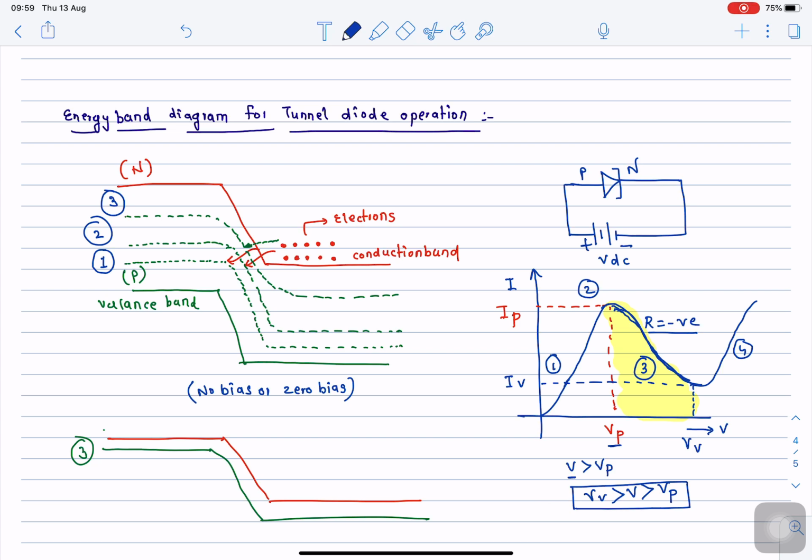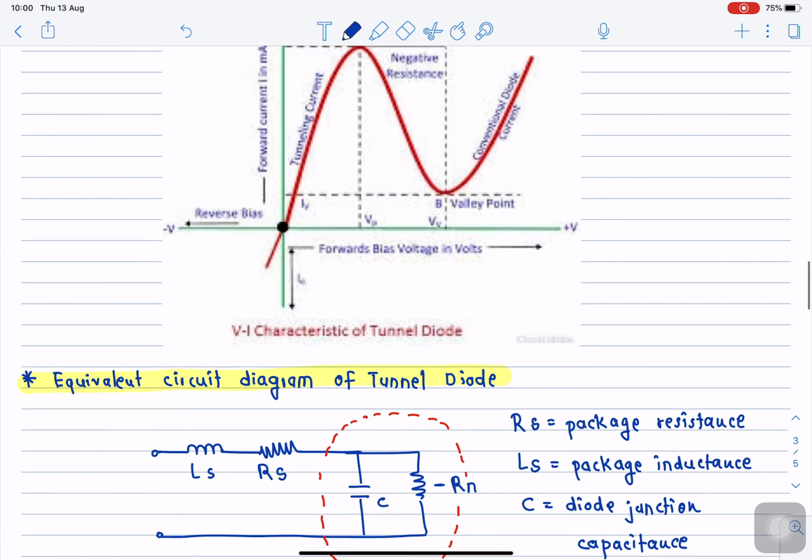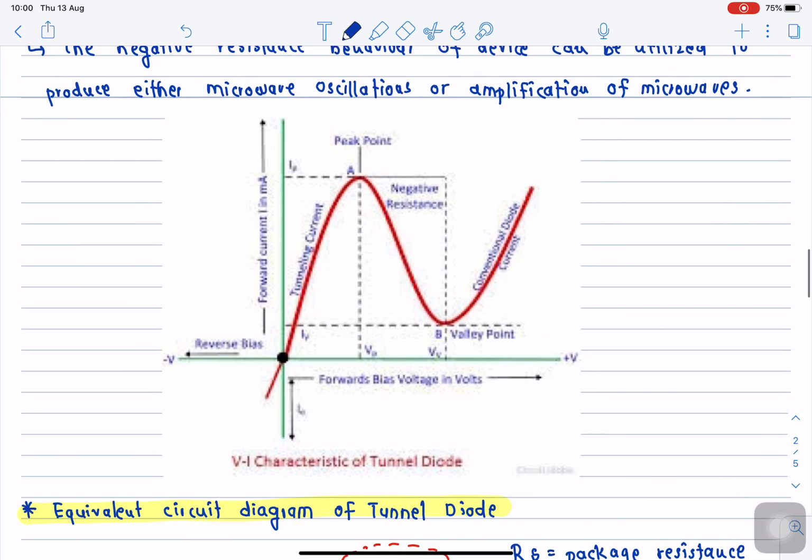Okay, and once the device enters operation in this particular region, it can be used to amplify the microwave signal, as well as we can modify the circuit and make use of that device as a source of the microwave signal itself. So this negative resistance behavior, with the help of the energy band diagram, I explained to you. The same is explained in brief over here, and the same diagram is shown.